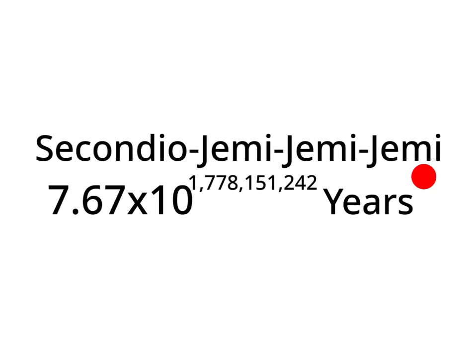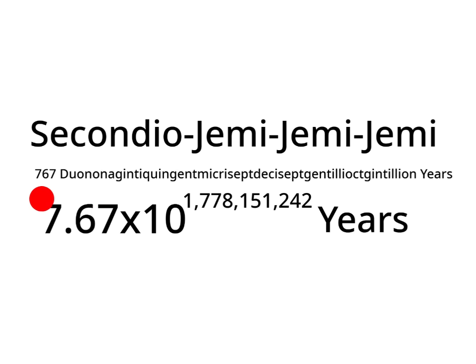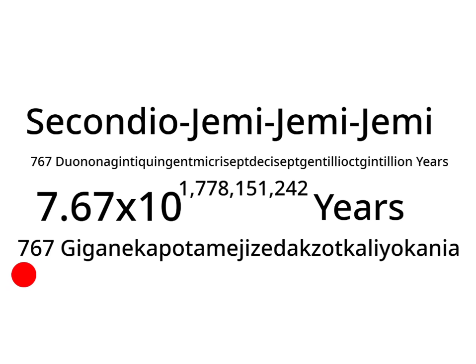Well, a secondio gemmy is 7.67 times 10 to the power of 1,778,151,242 years. It's also 767 duo nonagenti quingent micri sepdeci sepgentilli octogentillion years. It's also equal to 767 giganeca potameji zedak not Kali Eucania using the tier-free Jonathan Bowers system.